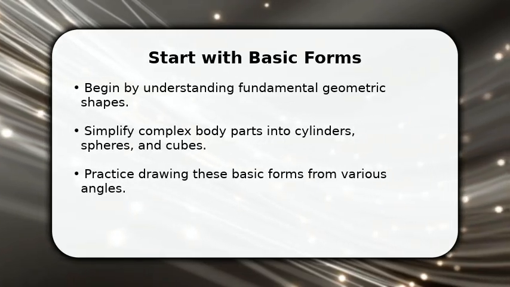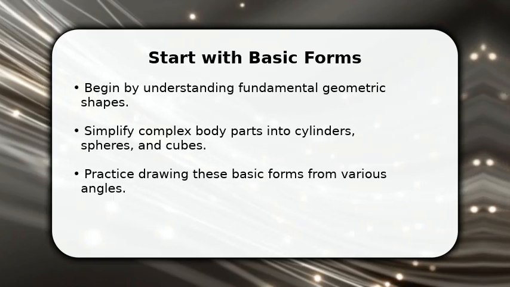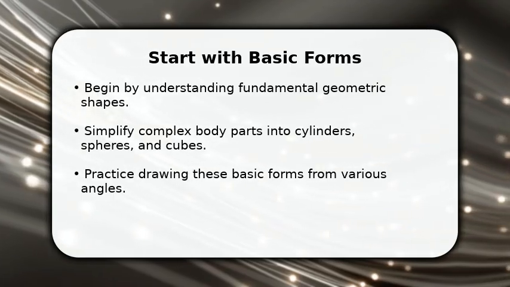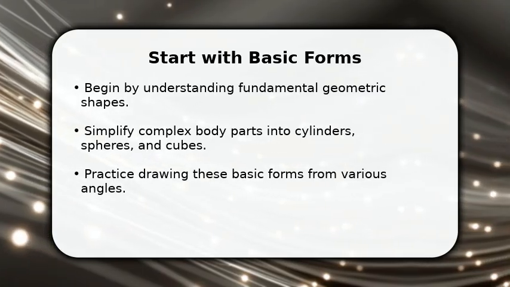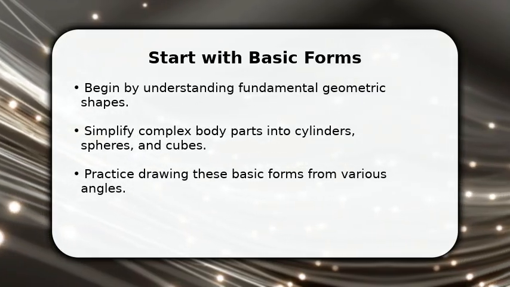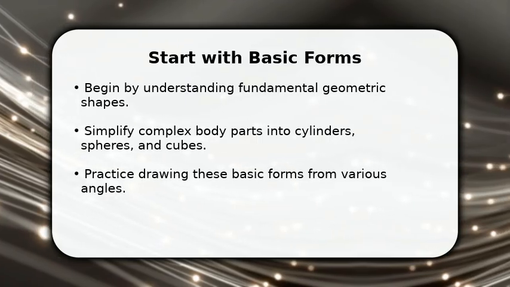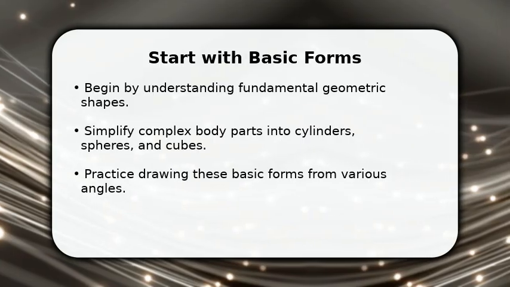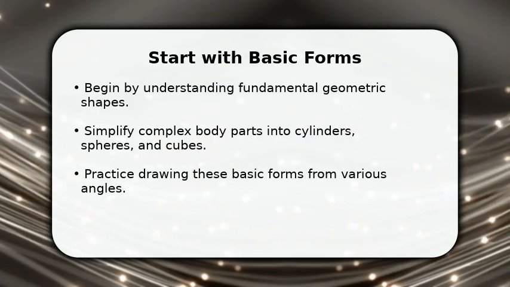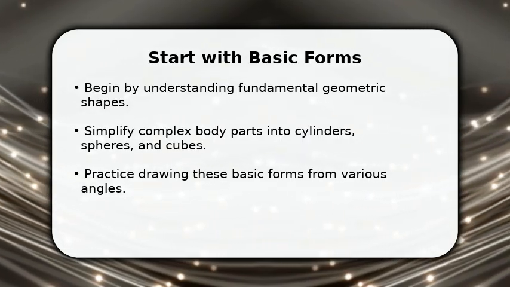First, focus on simplifying the human body into basic geometric forms. Think of the torso as a box, the limbs as cylinders, and joints as spheres. This foundational approach helps you grasp three-dimensional volume and perspective, making complex structures more manageable. Practice drawing these simple shapes from many angles to build your visual library.